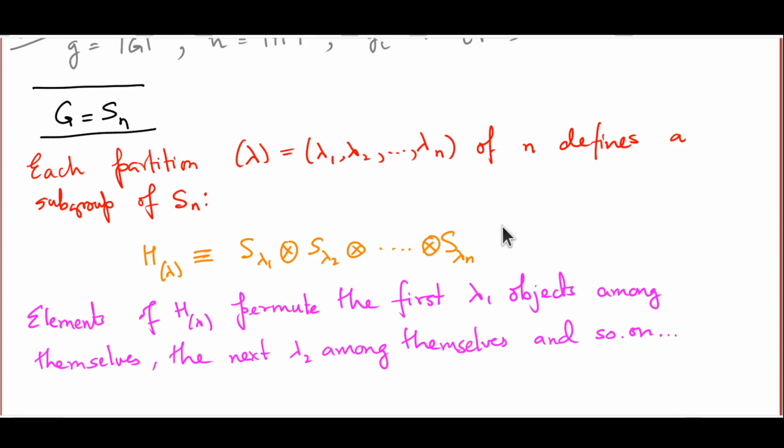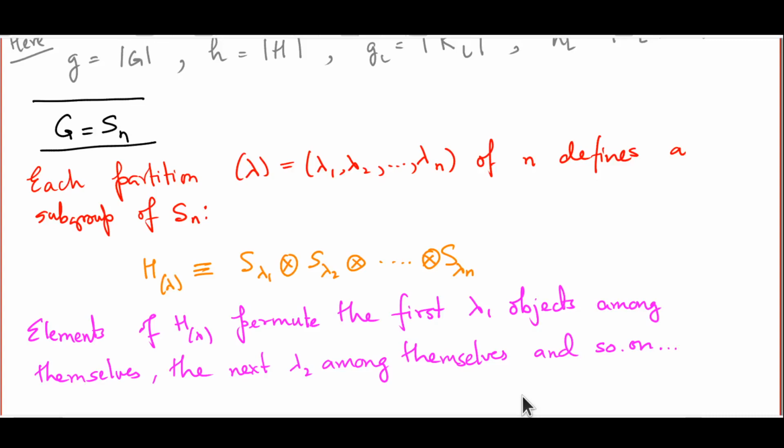Now, let me remind you that a partition lambda of the integer n is a non-decreasing sequence of non-negative integers which add up to n. And given these integers lambda 1, lambda 2 all the way up to lambda n, what we have done is we have defined a subgroup of Sn which is isomorphic to the direct product of S lambda 1, S lambda 2 and so on up to S lambda n. The elements of this particular subgroup H of lambda permute the first lambda 1 objects among themselves, the next lambda 2 among themselves and so on. So each element of H lambda is of course a permutation of the n objects that Sn is permuting.